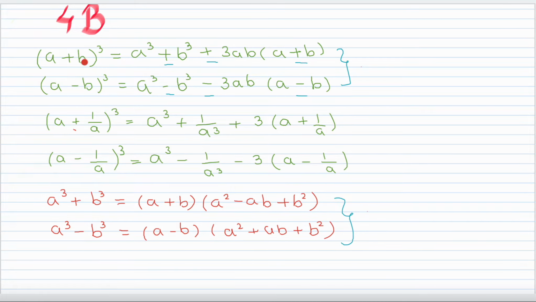Here we are having (a plus b) whole square, and here we are having a cube, sorry, (a plus b) whole cube, and here we are having a cube plus b cube, okay? So what is the difference here? You have to remember, here you have to write all positive signs, but here you have to put a negative sign, and here all are positive. So these are the differences which you have to remember, okay?